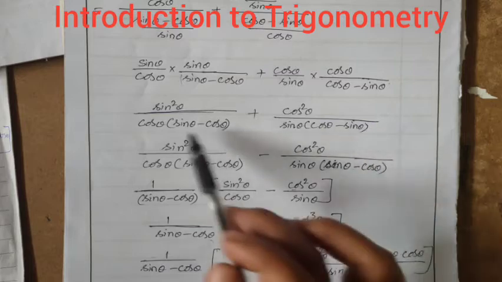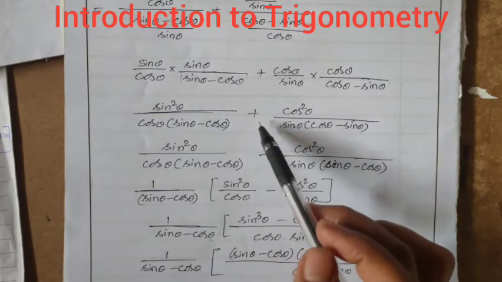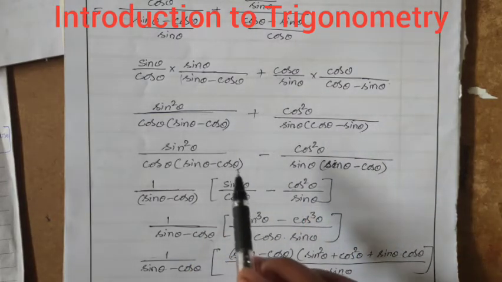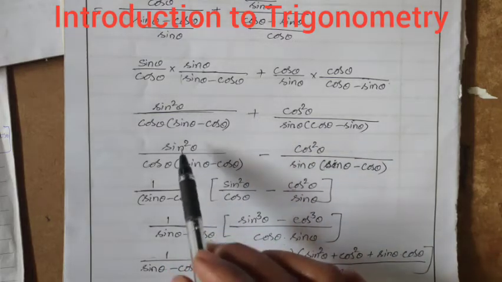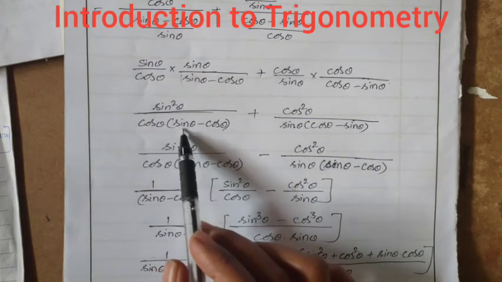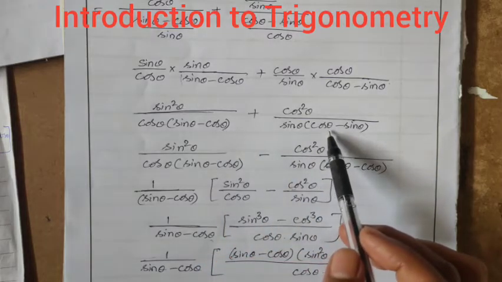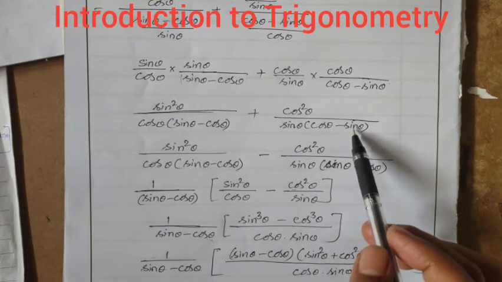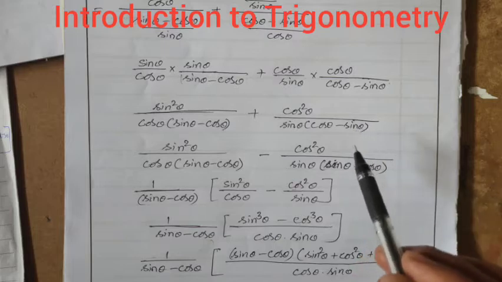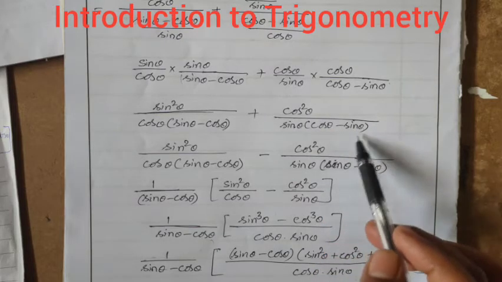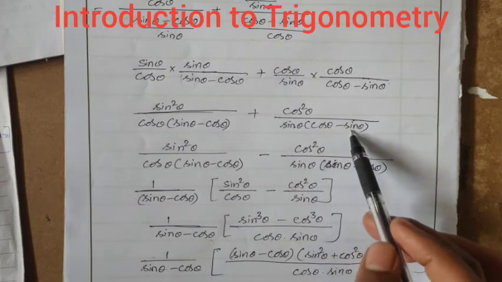So write this one in bracket and write the plus term. So what is the next step? You can observe this one. Here we have sin theta minus cos theta. In the bracket here, the cos theta minus sin theta. Now I want to make this bracket term also sin theta minus cos theta.